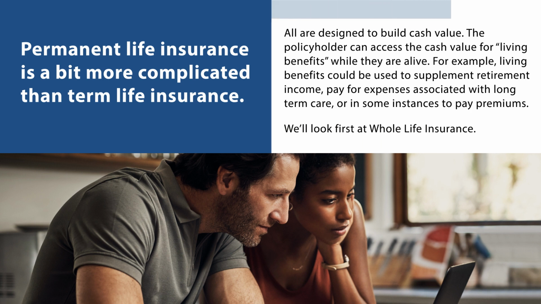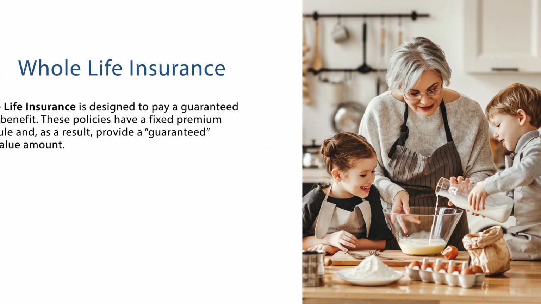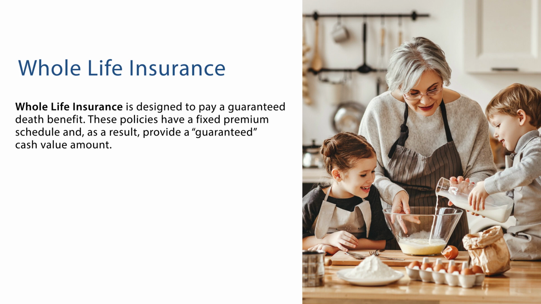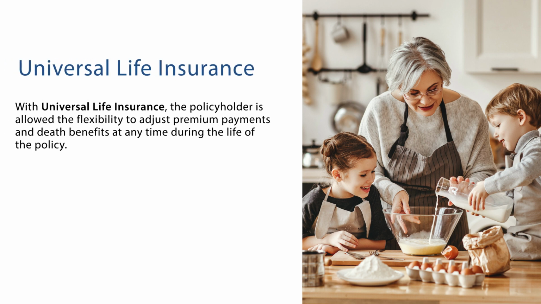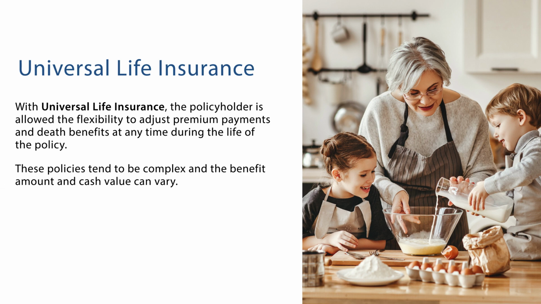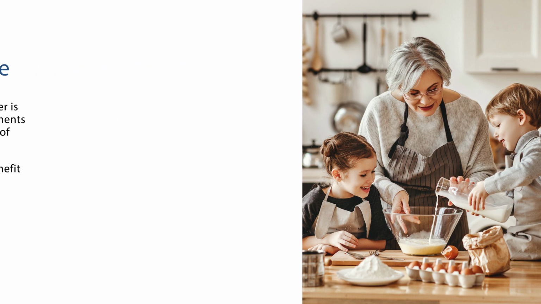We'll look first at whole life insurance. Whole life insurance is designed to pay a guaranteed death benefit. These policies have a fixed premium schedule and as a result provide a guaranteed cash value amount. With universal life insurance, the policyholder is allowed the flexibility to adjust premium payments and death benefits at any time during the life of the policy. These policies tend to be complex, and the benefit amount and cash value can vary.